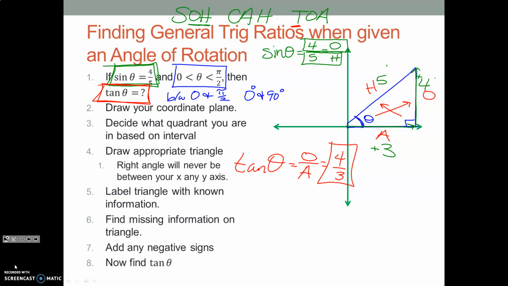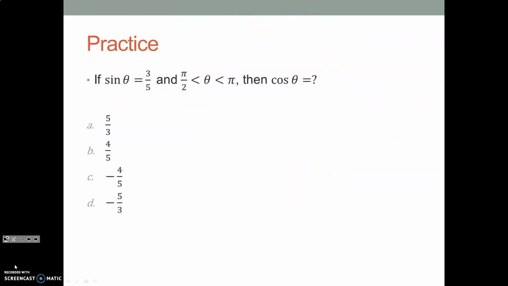I've seen it on quite a few of them, so that's why I wanted to throw this in here for you guys. You've got another one here, and this is actually multiple choice, just like the ACT. So we've got sine theta equals 3/5, and pi over 2 is less than theta, which is less than pi. What is cosine of theta? I want you guys to pause this video and try it on your own.